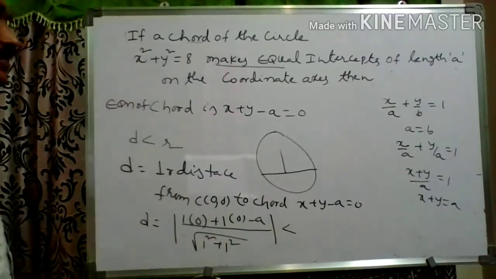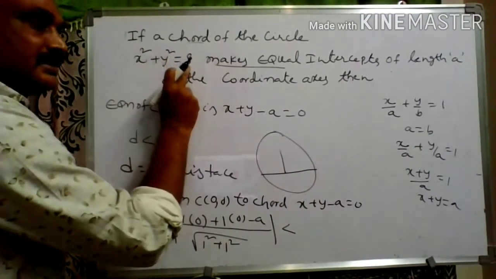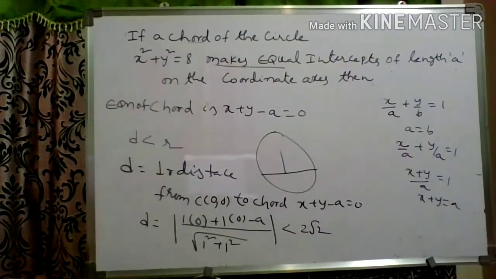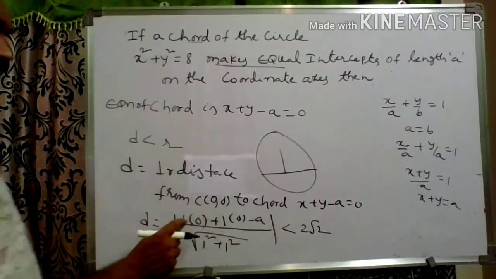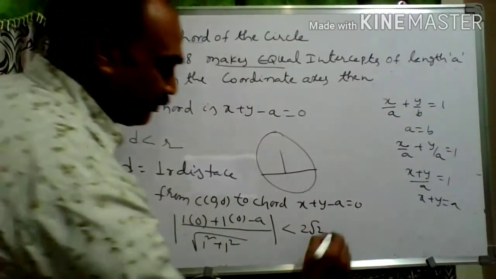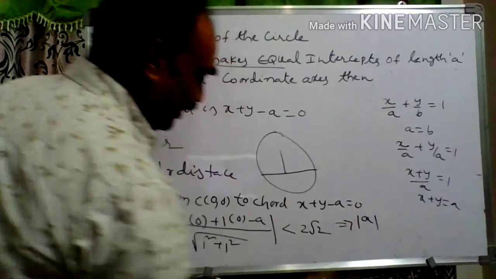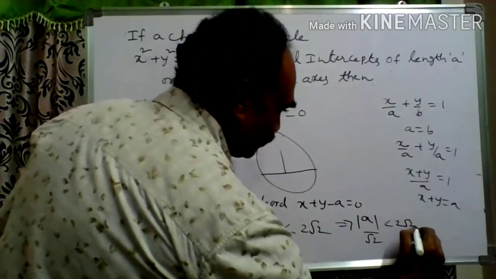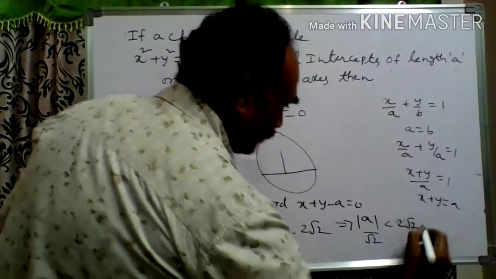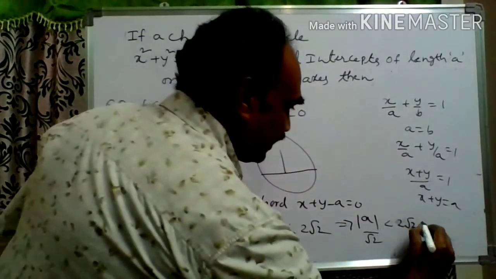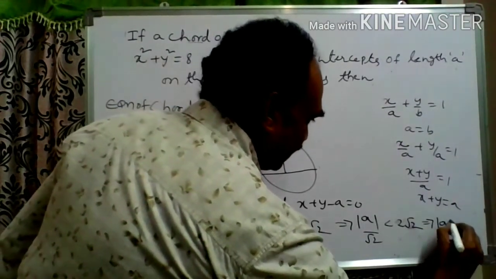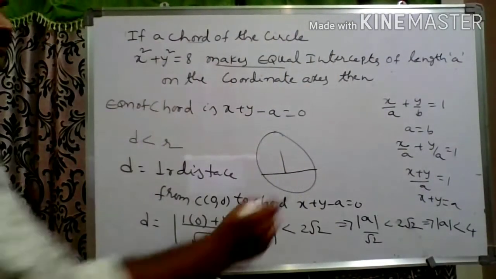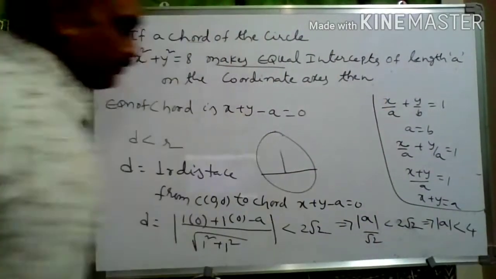D less than R. So what is R? This is R square. X square plus y square equal to R square. R is 2 root 2. D less than R, less than 2 root 2. Students, this is 0, 0, minus A. Mod of minus A by root 2 is less than 2 root 2. So mod A is less than root 2 into 2 root 2, that is 2 into 2, 4. Mod A is less than 4.